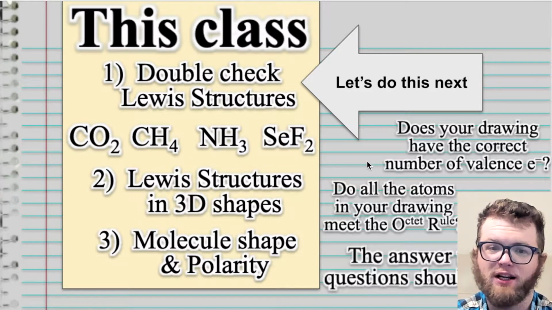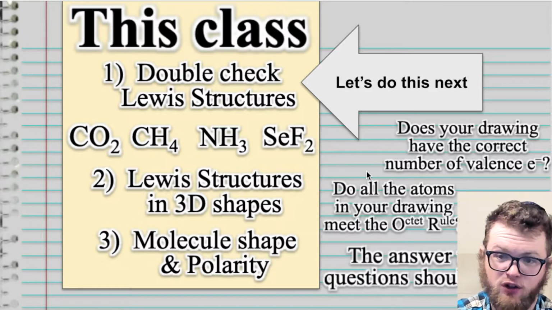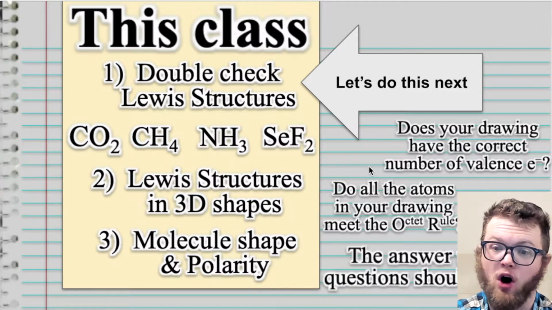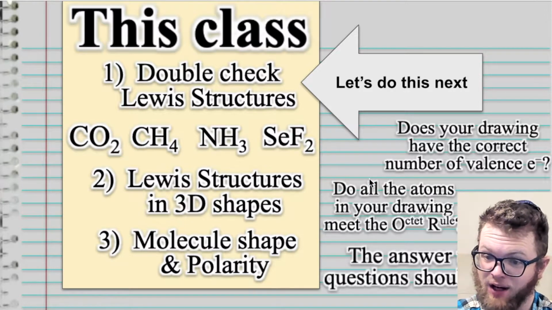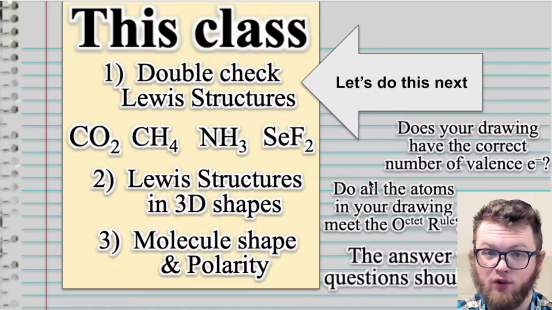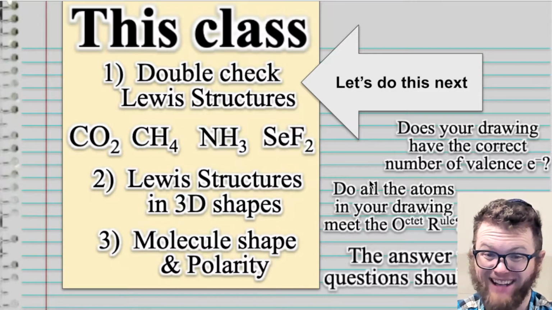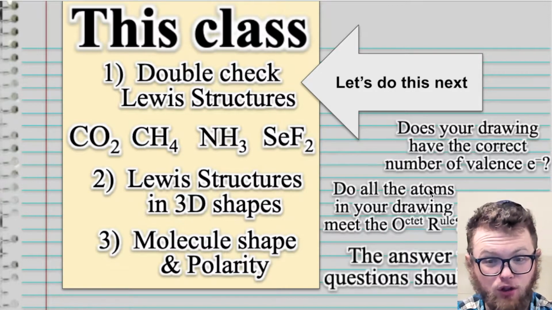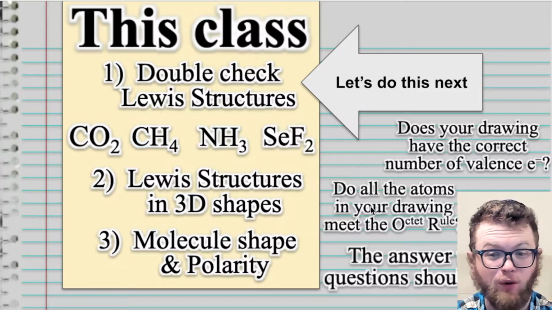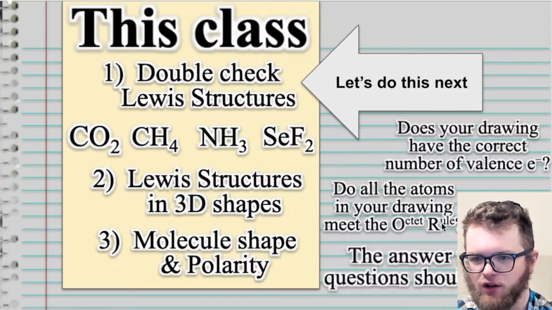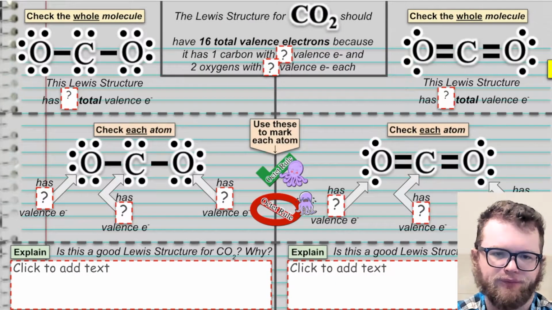So, for the double checking of Lewis structures, we had to answer 2 questions. Does your drawing have the correct number of valence electrons? And do all the atoms in your drawing meet the octet rule? The answer to both questions should be yes. If the answer to both questions is not yes, then you likely have the wrong Lewis structure. There are a couple Lewis structures that are correct without meeting the octet rule, but we will make special note of those as we see them today.